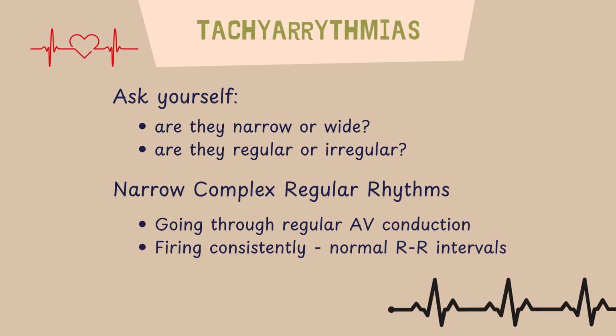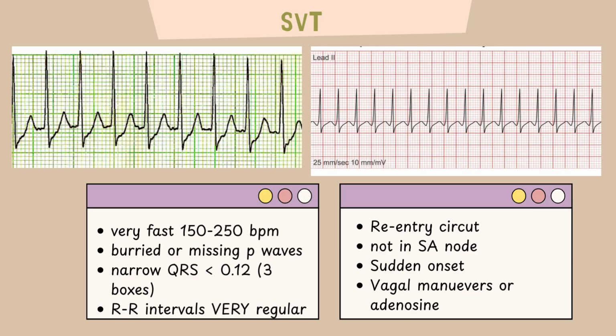So, narrow complex regular rhythms. These are fast rhythms and the signal is still going through the regular ventricular conduction system, hence the narrow QRS, and they're firing consistently, normal R to R intervals. A really cool one is supraventricular tachycardia. It's a very fast rhythm, very, very fast, usually 150 to 250 beats per minute.